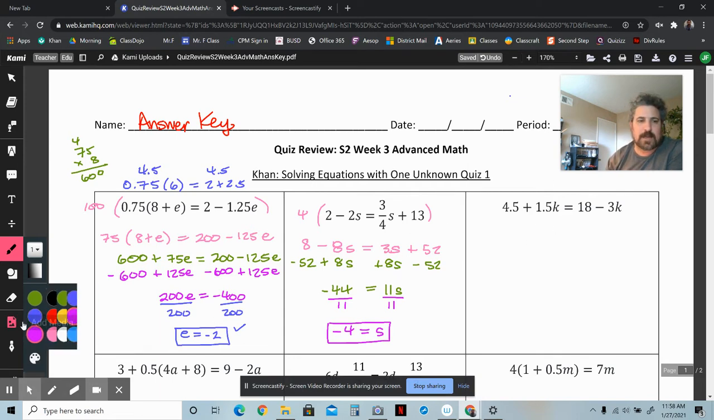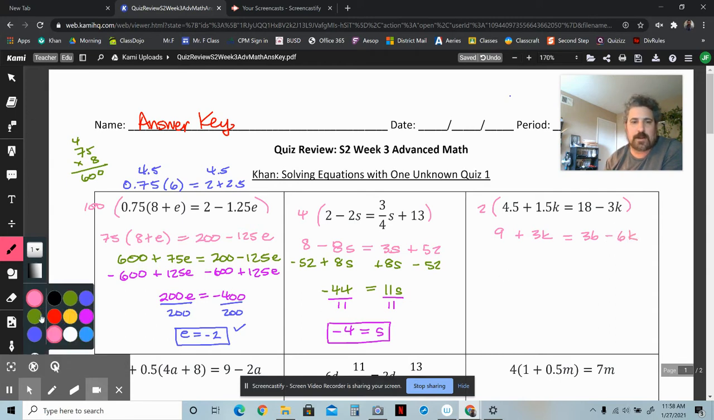All right, so let's take a look at the next one here. So we have 0.5 and 0.5. So it looks like we can get rid of all those 0.5s by just doubling everything. You could times by 10, or you can just double everything. Doubling a half gives you a whole. So 2 times 4.5 is going to be 9. 2 times 1.5k is going to be 3k. And then 2 times 18 is going to be 36. And 2 times a negative 3k is negative 6k.